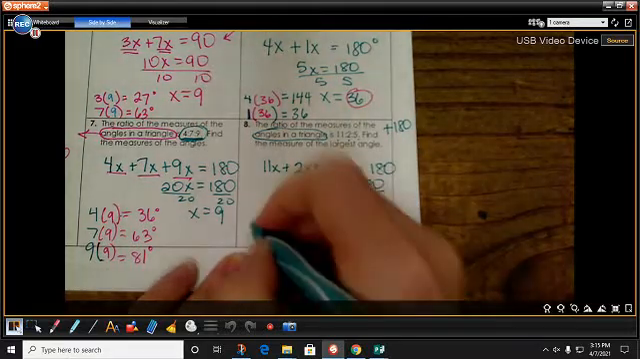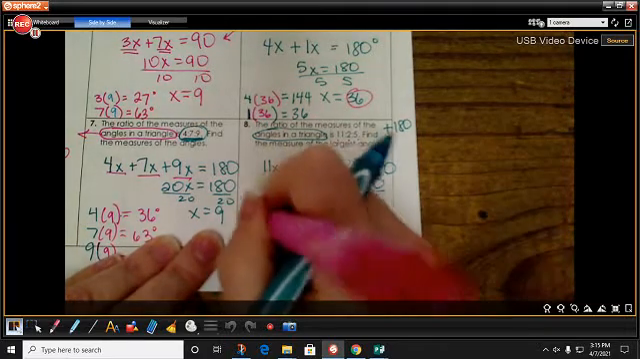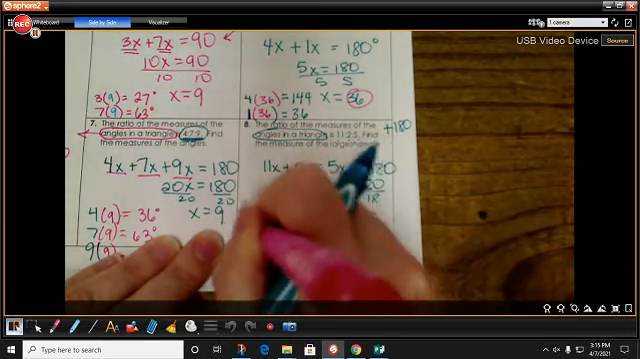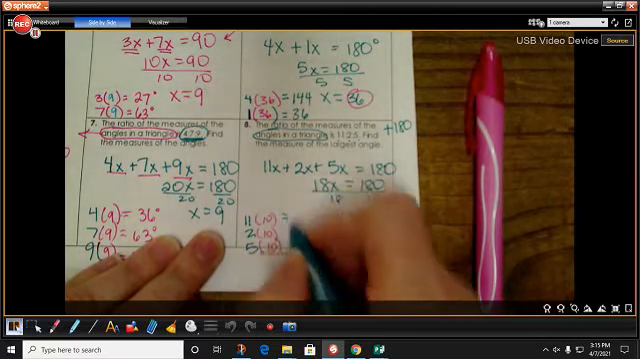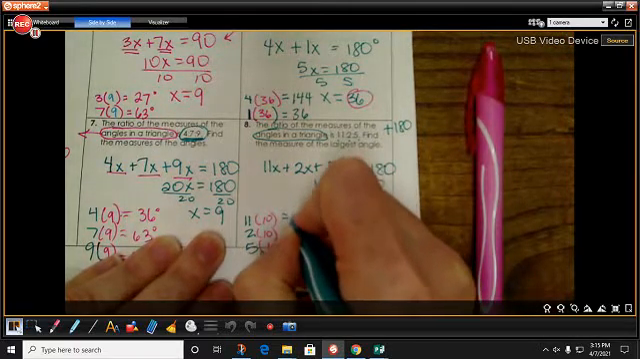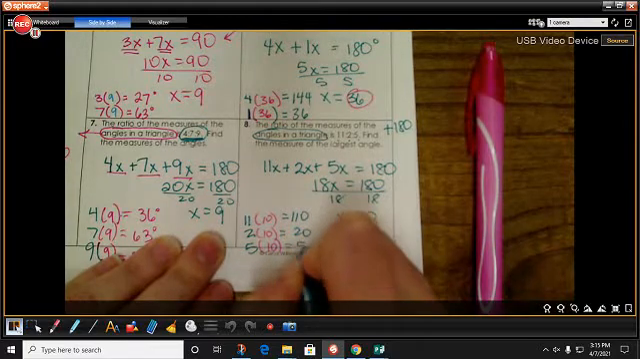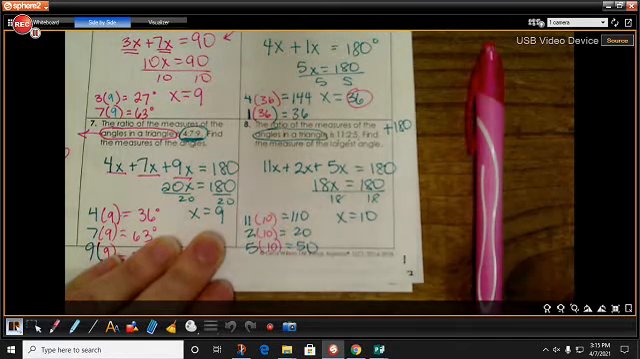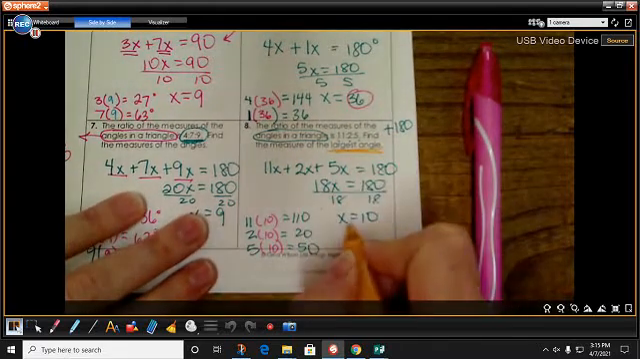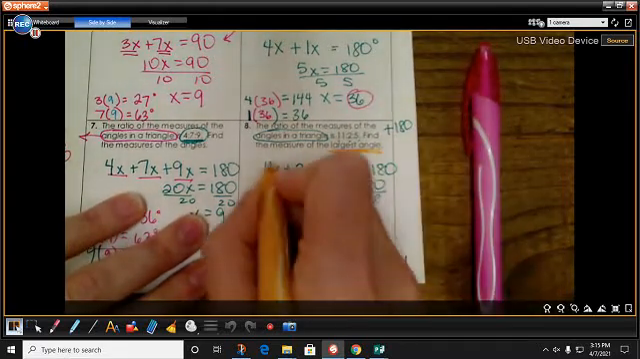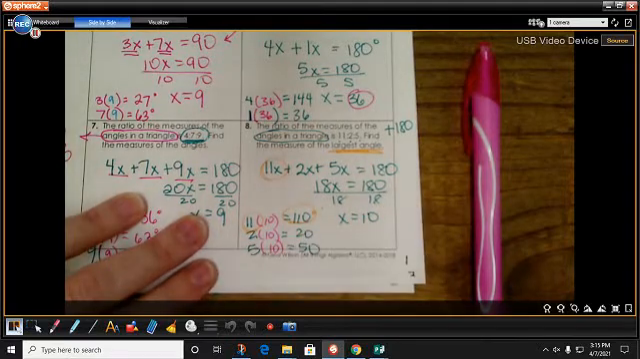So now I can set up my ratio again. It's 11 to 2 to 5. But now each of them is going to get multiplied by 10, so that when I add them up, that makes 180. So this comes out to be 110 degrees. This comes out to be 20 degrees. This comes out to be 50. Now my question said, find the measure of the largest angle. Well, the largest angle was the one that had the biggest number on it, and it came out to be 110 degrees.